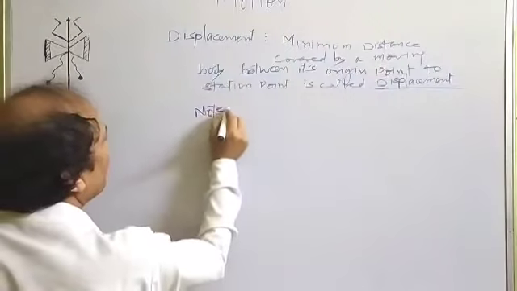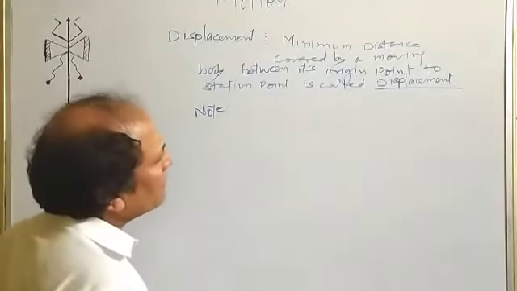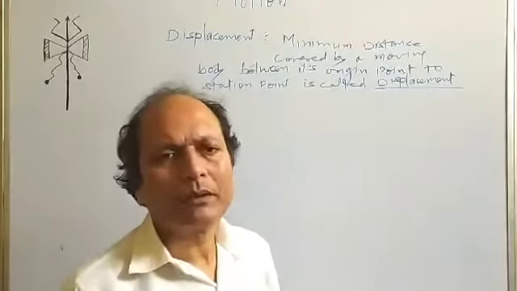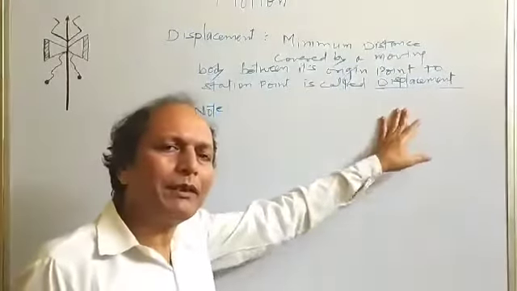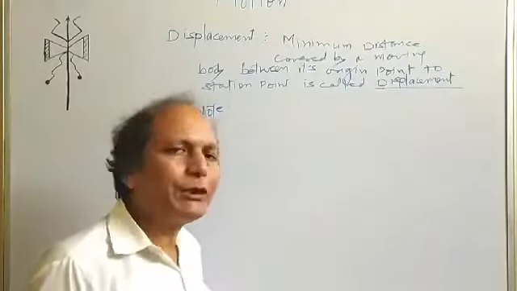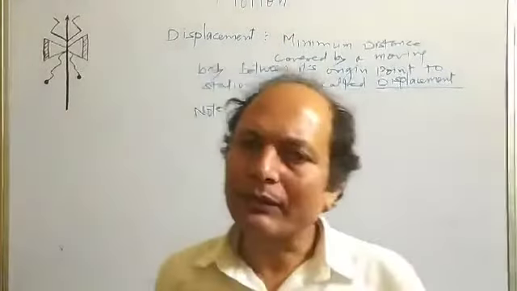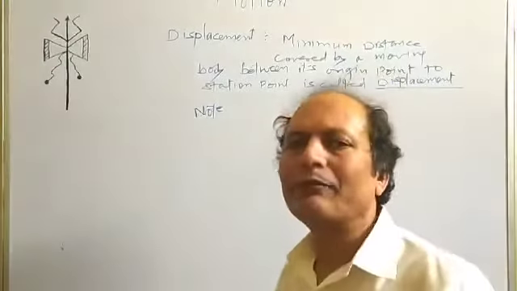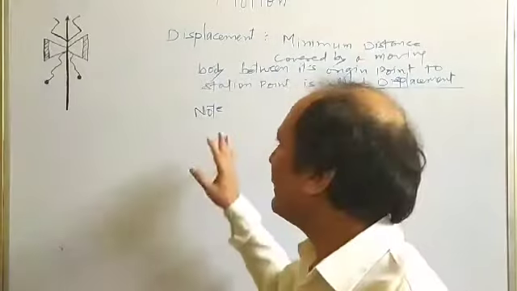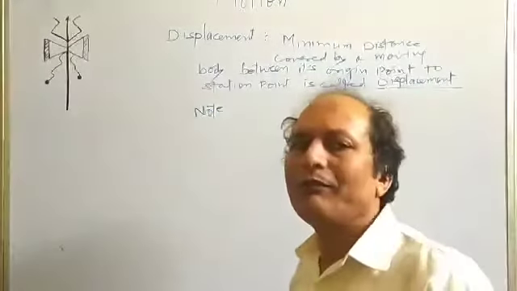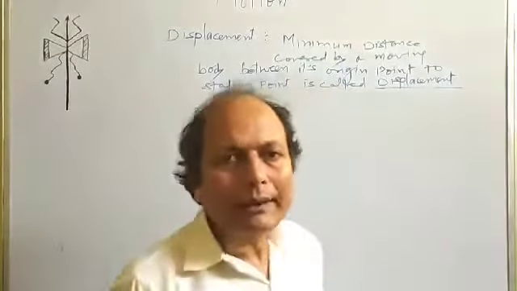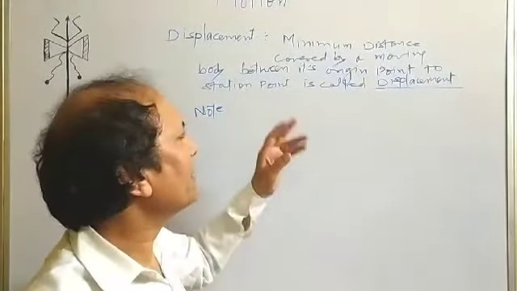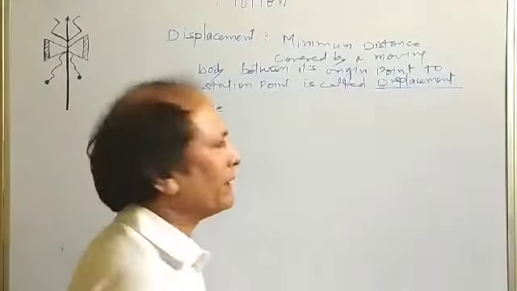Note, for the measurement of displacement, we need both magnitude as well as direction. So we can say that displacement is a vector quantity. Once again, for the measurement of displacement, we need both direction as well as magnitude. So due to this, displacement is a vector quantity.